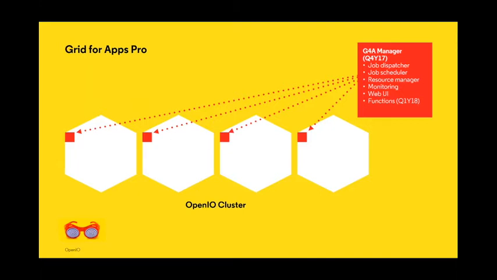Everything will be driven by a web user interface, and we are going to add functions directly in the system later next year. So it means that we will have a specific container that will have an engine to run scripts that you will be able to copy and paste directly in the system. All the system will be based on containers. So all the job dispatching and job scheduling will be run on containers.